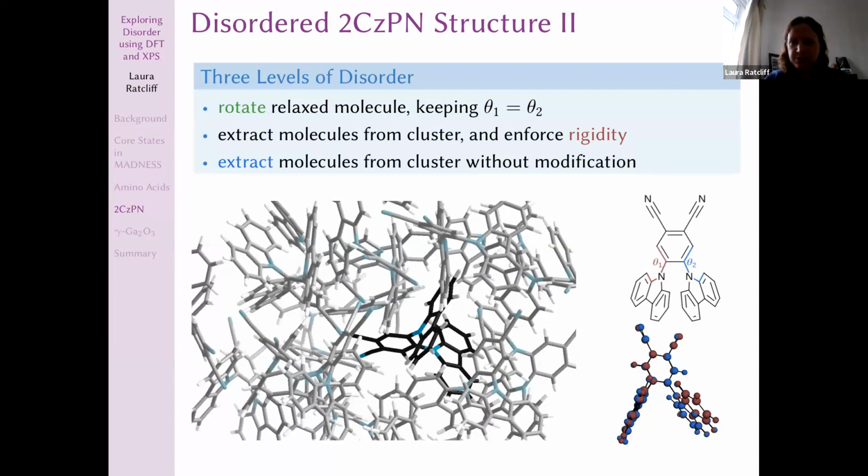We also wanted to separate out these different effects, so we defined 3 levels. In the first case, we just took the gas phase relaxed molecule and rotated these 2 angles together in tandem, keeping them the same, to understand the effects of rotational disorder. We also extracted molecules from the cluster and then imposed some rigidity on these planes, basically forcing them to be planar. And then we also extracted the molecules from the cluster without making any changes. So we have these rotated, rigid, and extracted molecules to understand our different levels of disorder.